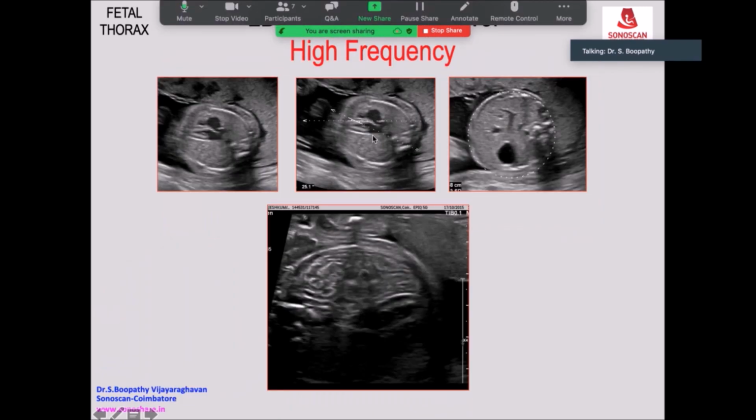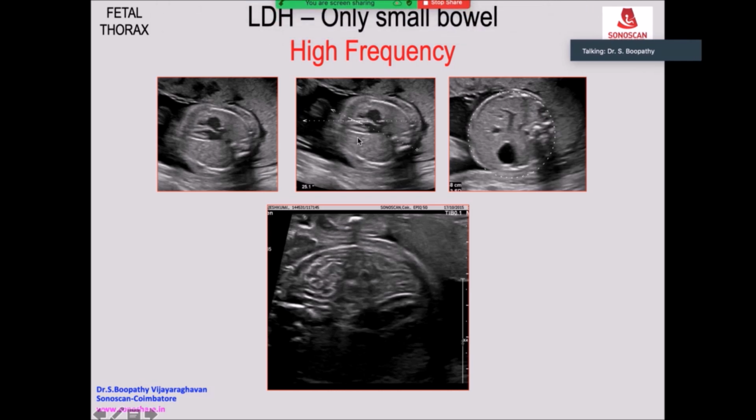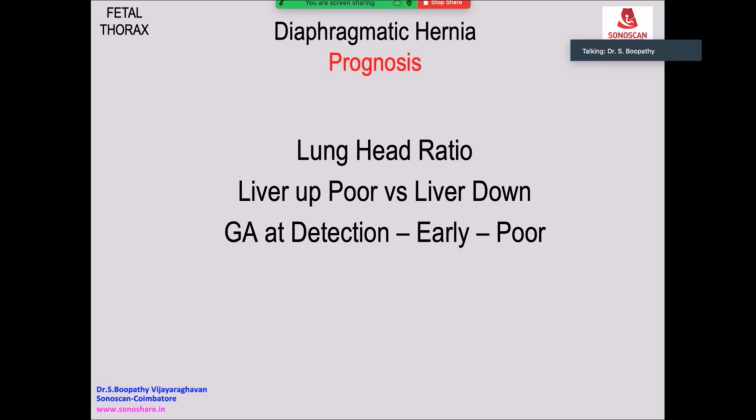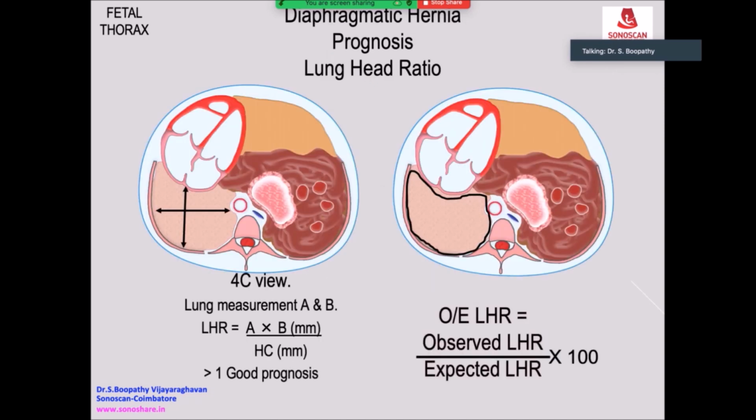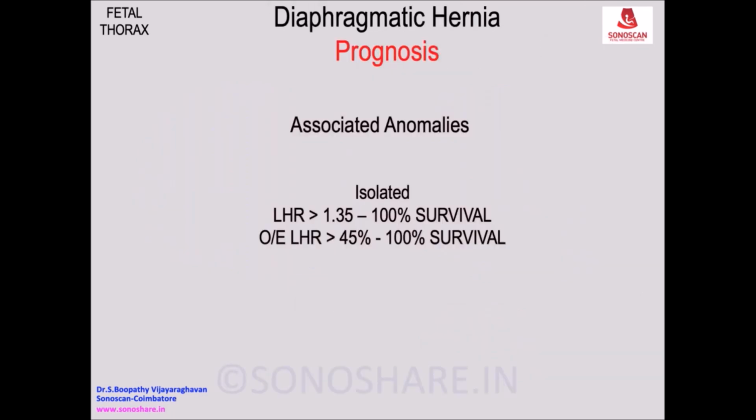to the right with the mesocardia, and with the high resolution probe you see earlier the gestational age of detection, then it is poor prognosis, and if NT was high in the first trimester, and there is a more sensitive parameter called the observed to expected lung head ratio. So when the lung head ratio is more than 1.35, there is 100% survival.